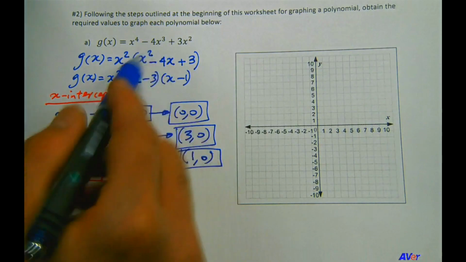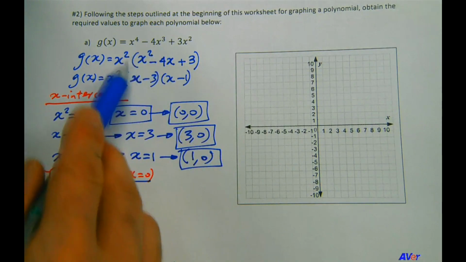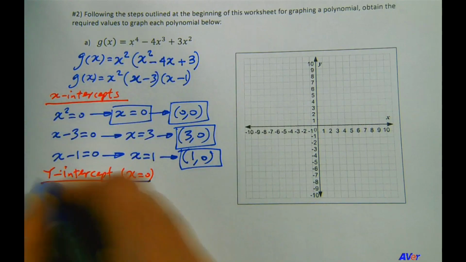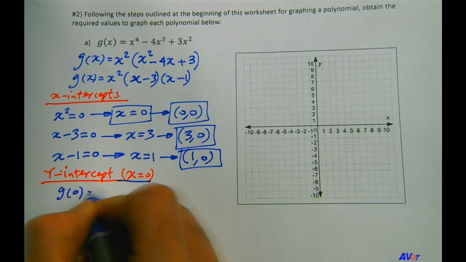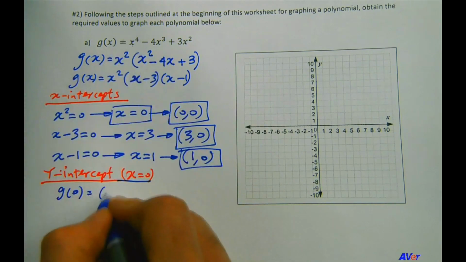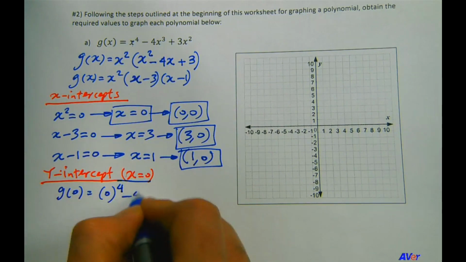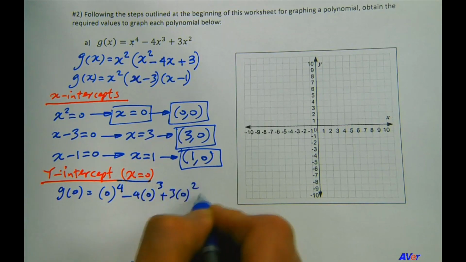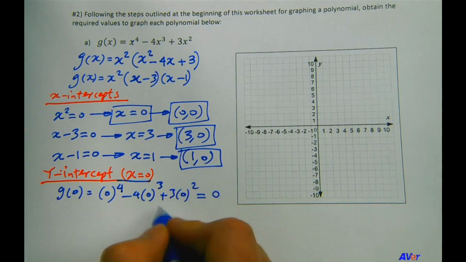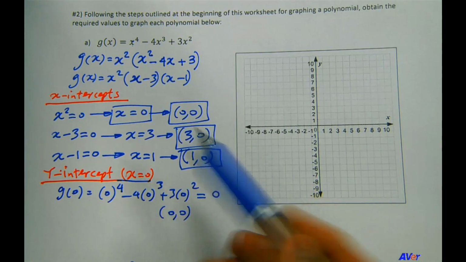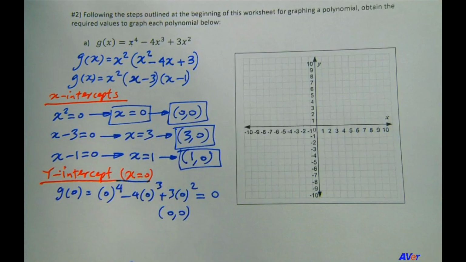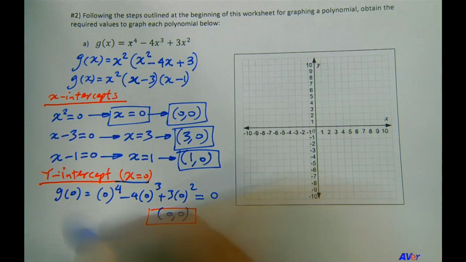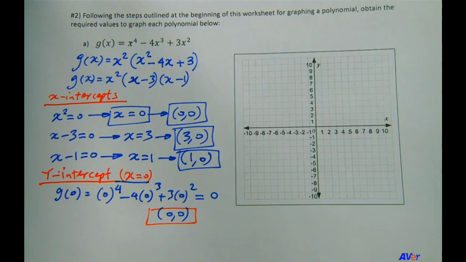So if you plug in 0 for x in any of these equations, let's say the original one, that would be 0 to the fourth minus 4 times 0 cubed, plus 3 times 0 squared, that would be equal to 0. So 0, 0 is not only the x-intercept, but also the y-intercept. Okay, like that. So we have enough information now to plot this.